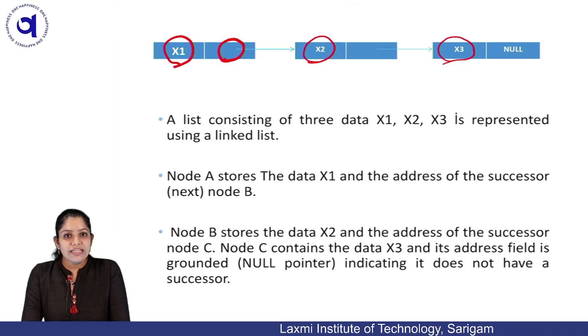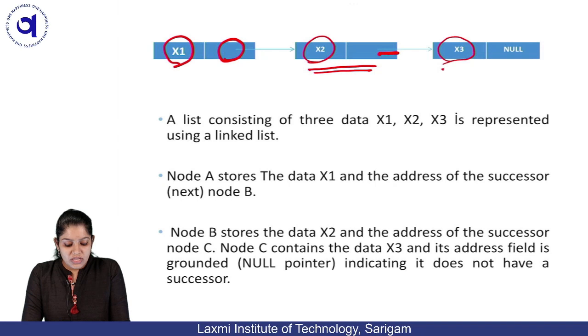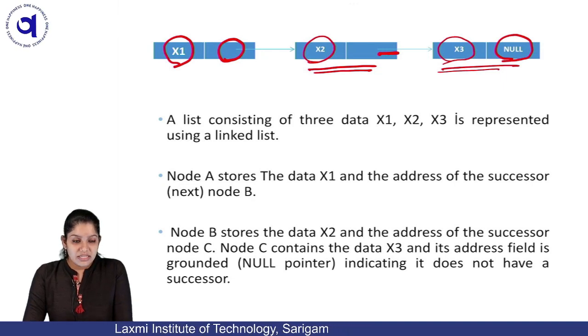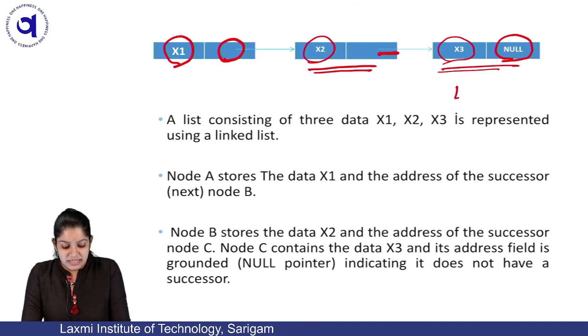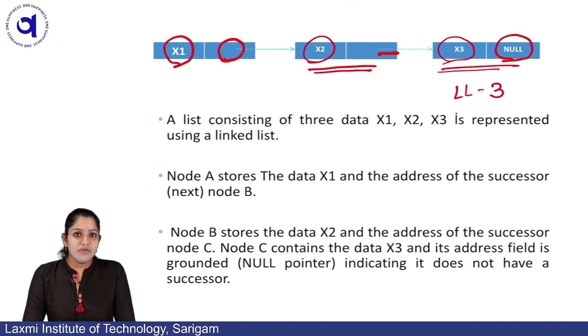Now this link part, what will it store? It will store the address of the next node, right? Similarly, here this link part stores the address of the next node. And in the last one it's null, right? Why is it null? After x3, this last node, we do not have any other node connected. That means my linked list has three nodes, not more than that. So the link part of the last node should be null, which tells us that after that I do not have any other node, right?